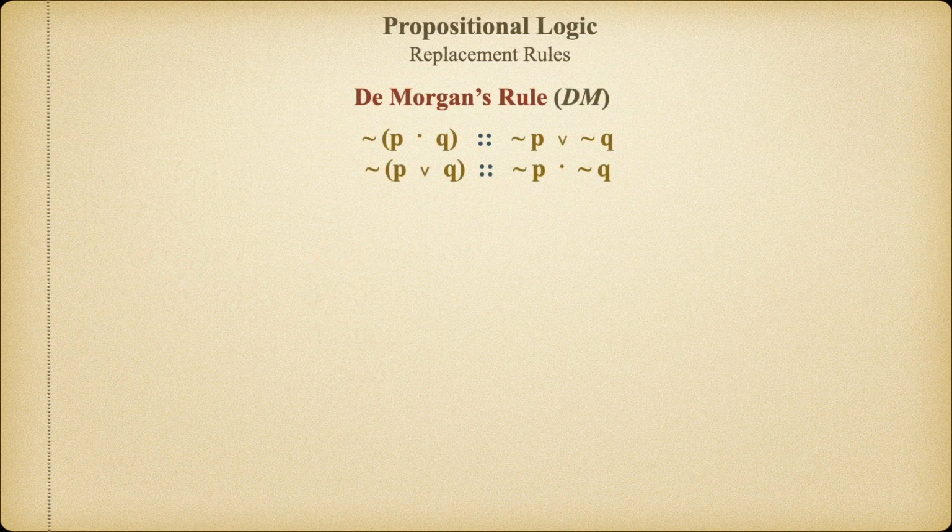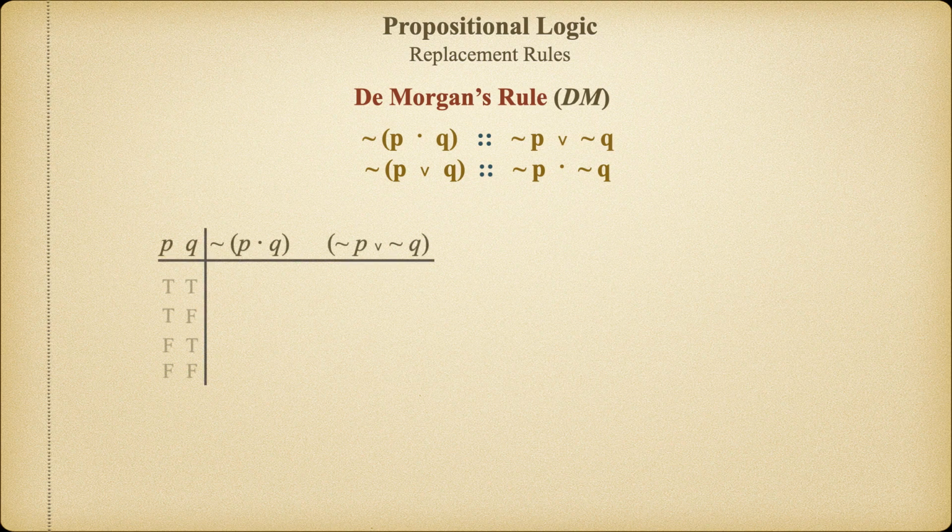Now, De Morgan's rule may not appear as obvious as either commutativity or associativity, but it will quickly become apparent. Since a conjunction is only true when both individual propositions are true, the negation of their conjunction tells us that at least one, or possibly both of them, are false. So, if it's not the case that both P and Q, that's going to be the same as saying either P isn't true or Q isn't true.